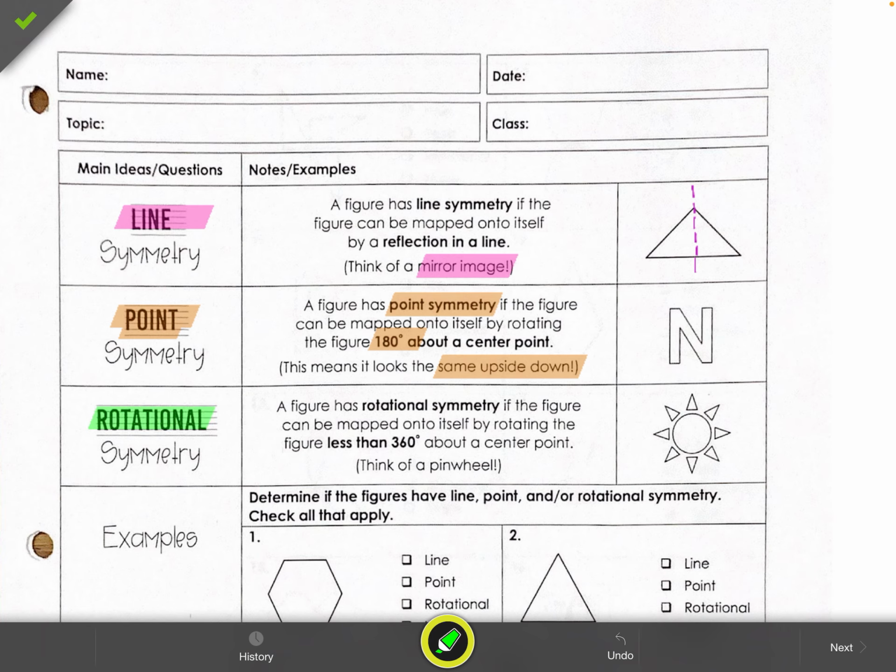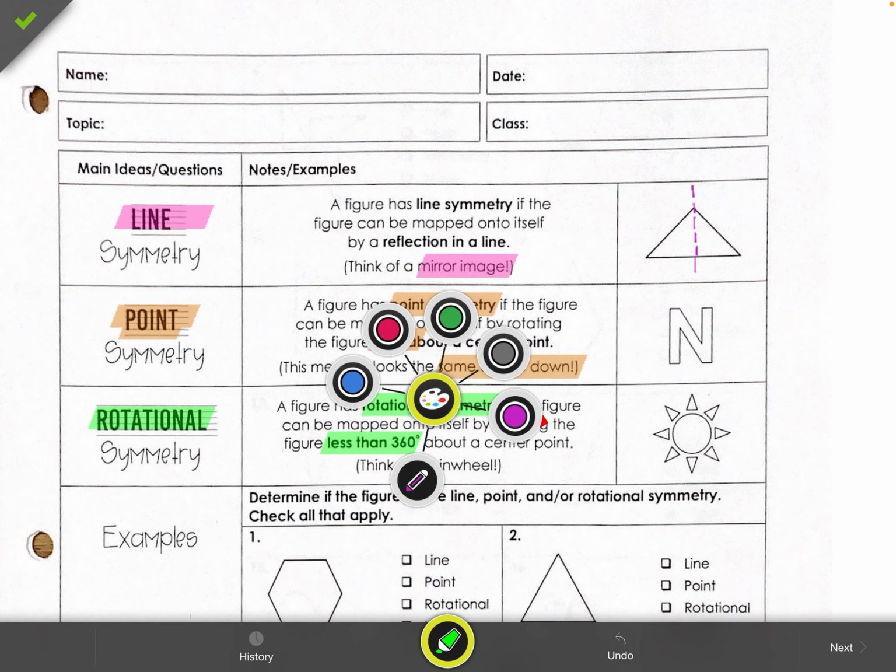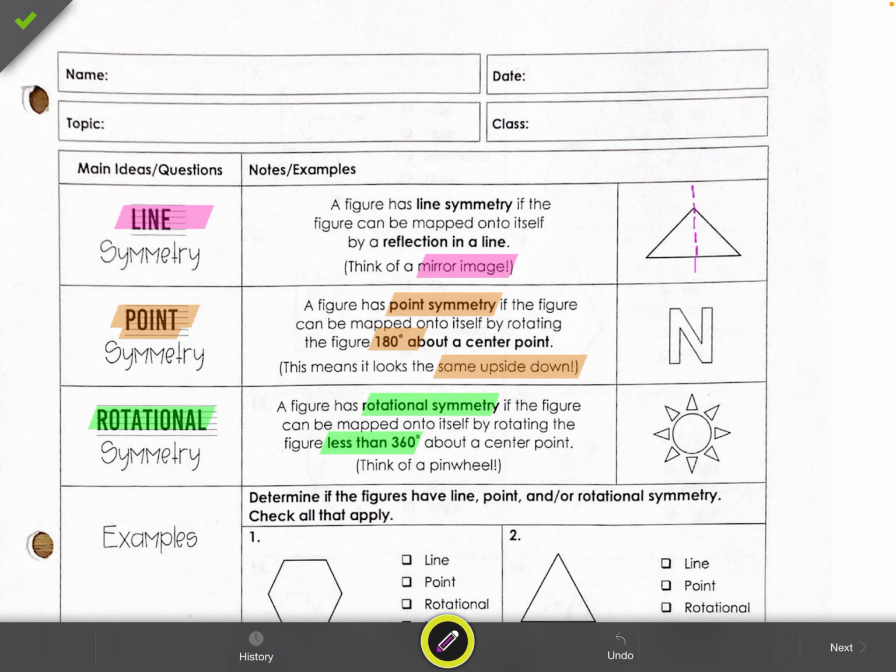Rotational symmetry. A figure has rotational symmetry if it can be mapped onto itself by rotating the figure less than 360 degrees. What that means is as long as you can turn it less than all the way around, 360 is a complete turn, so it would be 4 turns of your paper. If you can turn your paper less than that and get the exact same shape that you started with, it has rotational symmetry.